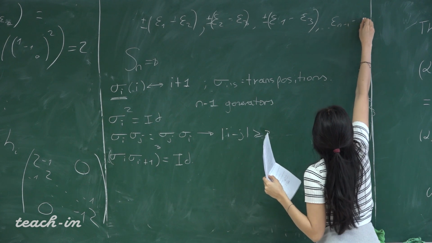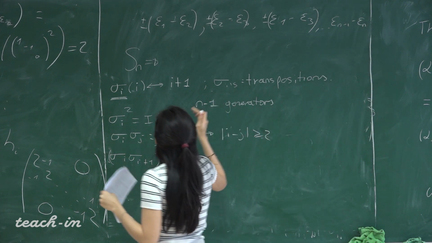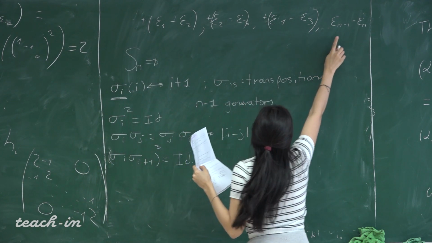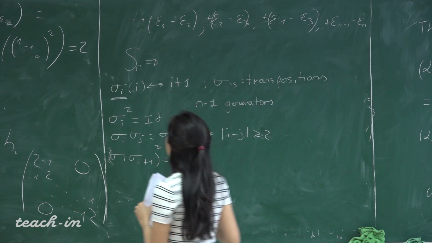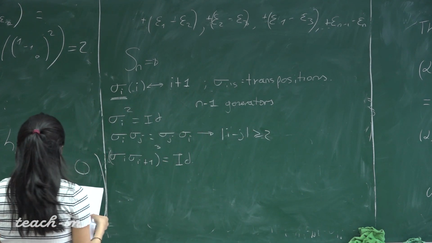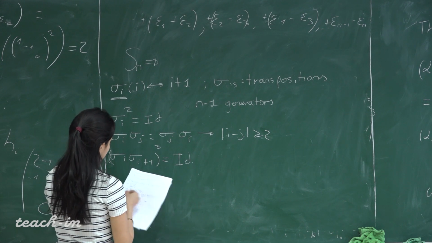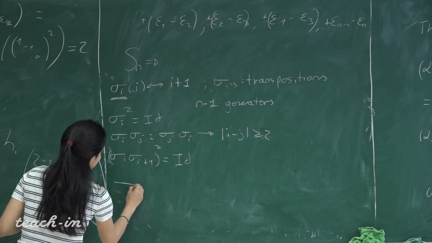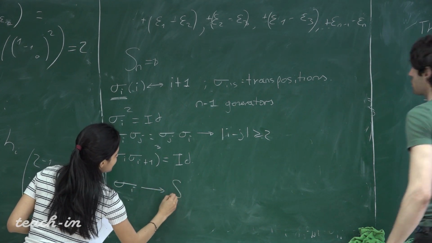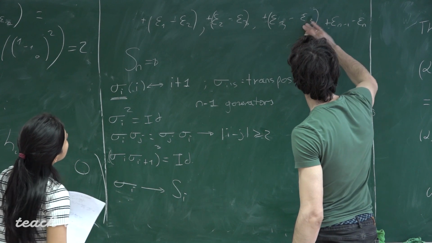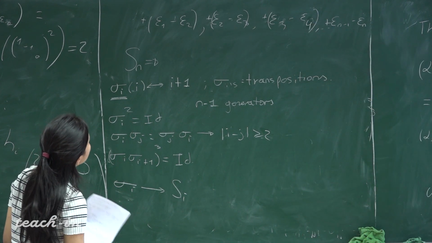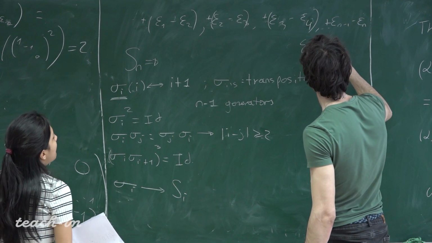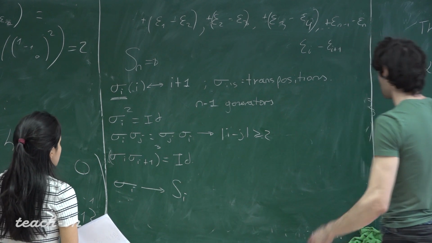E_{n-1} minus E_n. So in my computations, I was taking this type of roots. I think what you would like here is actually the reflection E3 minus E4 here, right? So roots of this kind, epsilon_i minus epsilon_{i+1}. These are called simple roots.